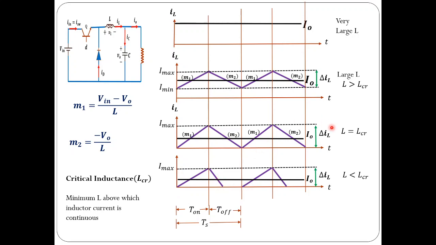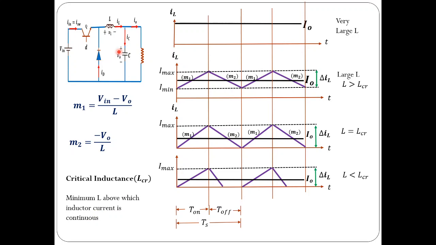If you consider this condition, that is L equal to LCR, that corresponds to the critical condition. If you increase L above this value, current becomes continuous, and if you decrease the value of inductance below this, current becomes discontinuous. It is a boundary condition. So the critical value of inductance is defined as the minimum value of inductance above which the inductor current is continuous for this buck converter. Okay, so that is the definition.